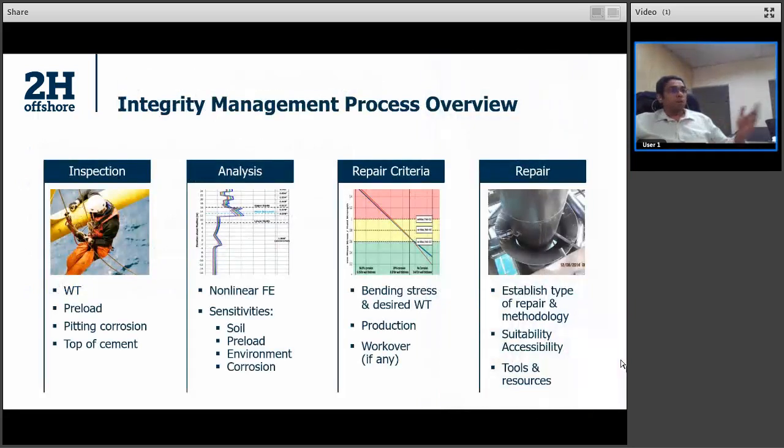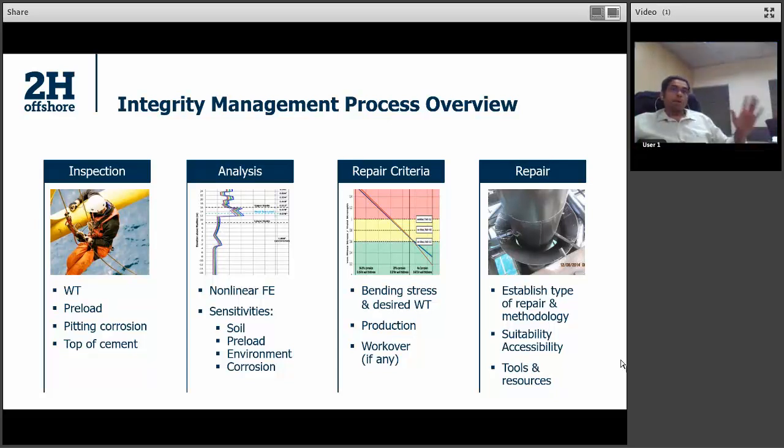I'll move on to giving you an overview of the integrity management process. I have highlighted here the top four steps that we normally adopt when it comes to the integrity management process. It all begins with inspection and monitoring and gathering as much information as possible. The primary information that we will look for is the wall thickness of these conductor systems. As you can see here in the picture, we use wire rope technicians to go down there using ultrasound to capture the wall thicknesses around the conductor pipe. The second aspect is to visually record what sort of corrosion levels have been observed on the conductor system, such as pitting corrosion, because these are really important to determine in order to assess the integrity of the system.